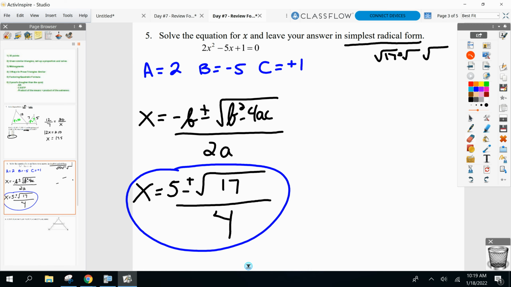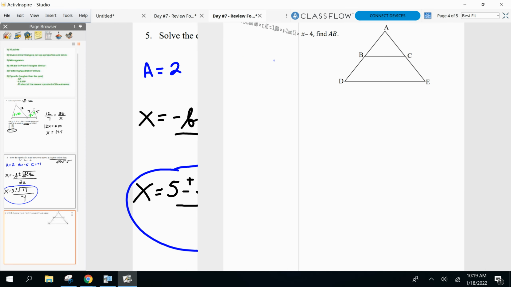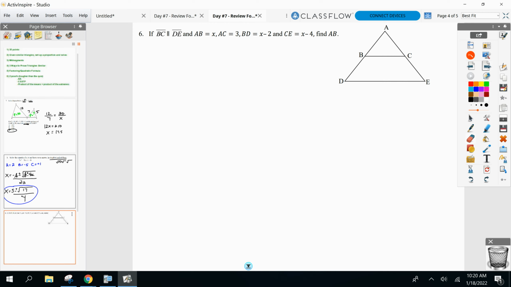Are we right with quadratic formula before we get to a factoring one? All right, let's get to a factoring one. Number 6.